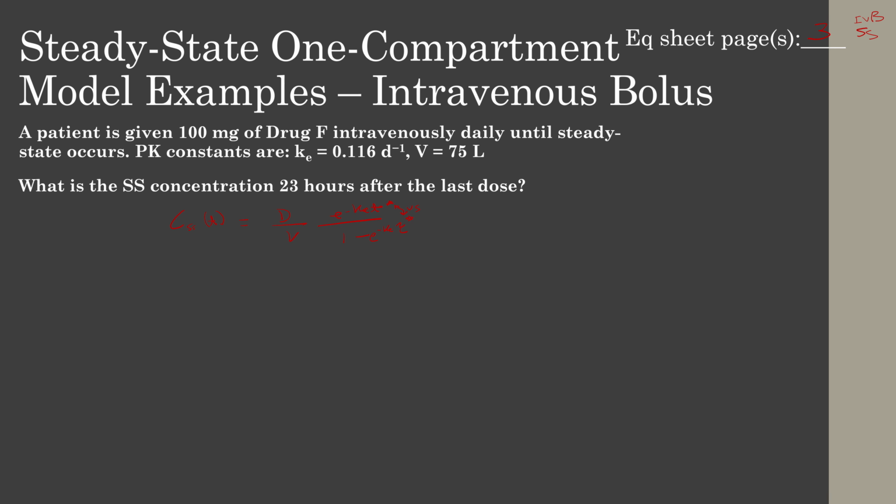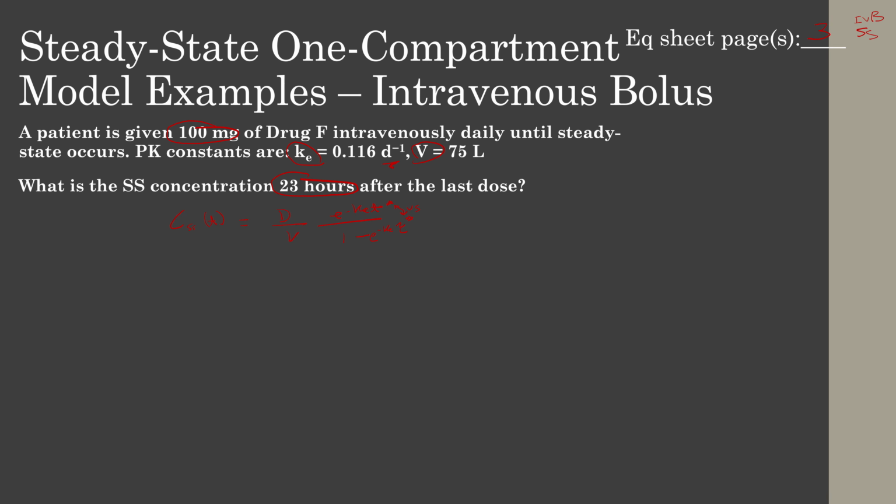So what are we given in this problem? We're given the dose, which is 100 milligrams. We're given k e, we're given V, and we're given time. But there should be something that pops up in your head. You always have to pay attention to units. This is one of the few ways I can trick you on the exam. The time unit for k e is days, and the time unit for t is hours. So we have to do something to change that.